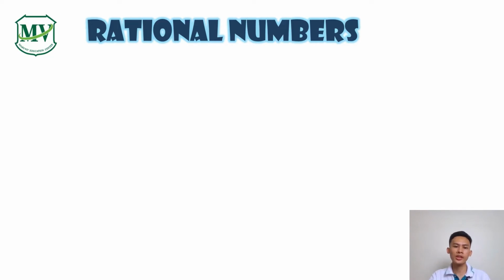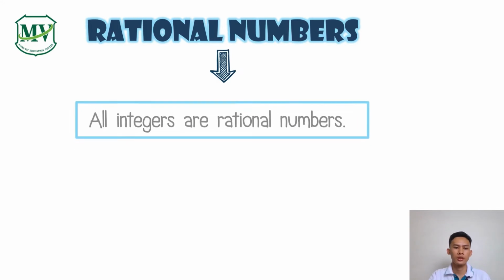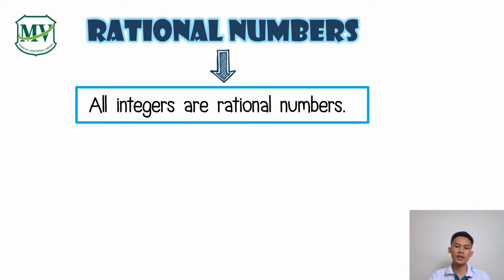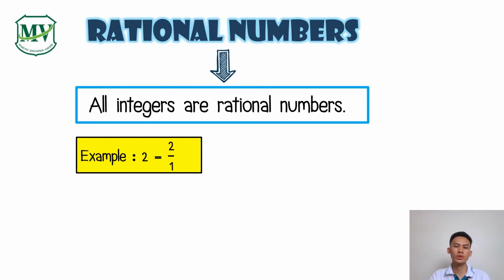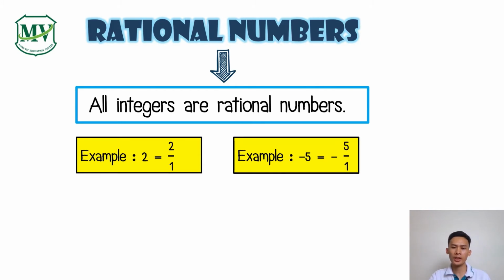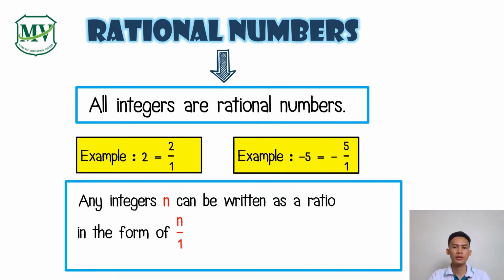Okay, let us continue. All integers are rational numbers. Example, 2 is equal to 2 over 1. Another example, negative 5 is equal to negative 5 over 1. That means any integer n can be written as a ratio in the form of n over 1.